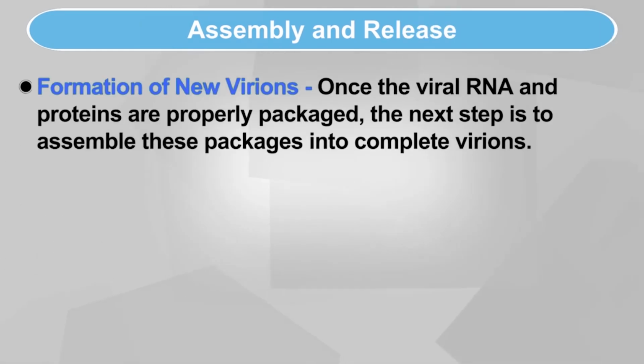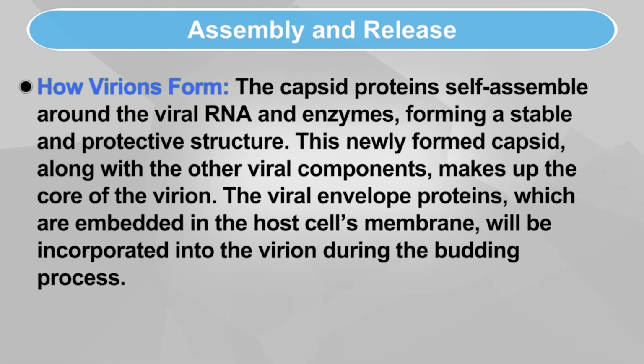Now, the next process is the formation of new virion particles. Once the viral RNA and proteins are properly packaged, the next step is to assemble these packages into virion particles. So, the capsid protein self-assembles around the viral RNA and enzymes, forming a stable and protective structure. This newly formed capsid, along with other viral proteins, makes up the core of the virion particle. The virion envelope proteins, which are embedded in the host cell membrane, will now be incorporated into the virion particle during the process of budding.